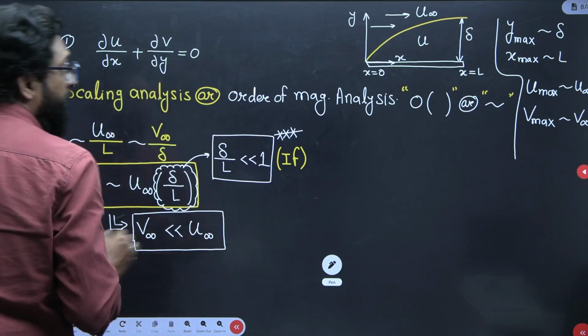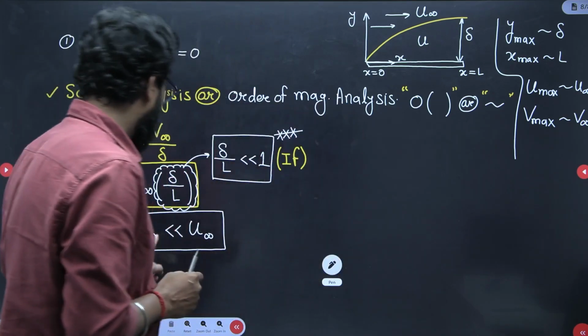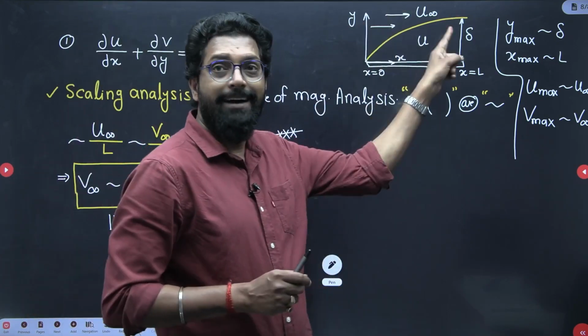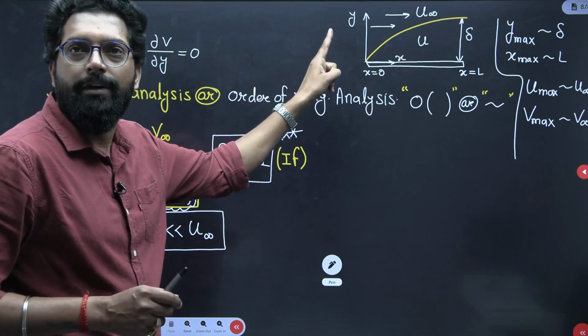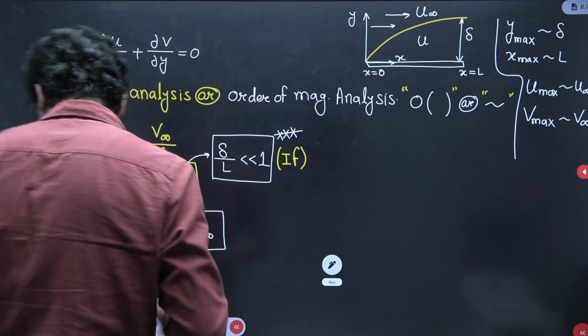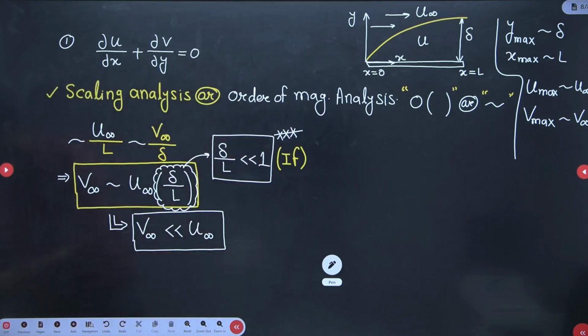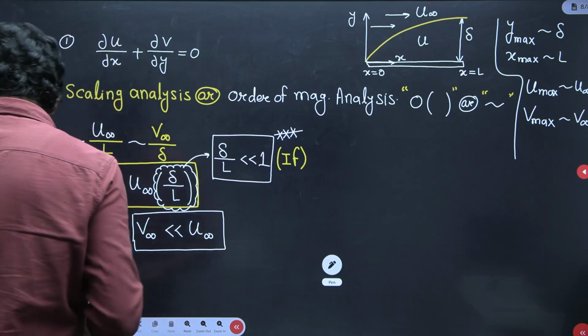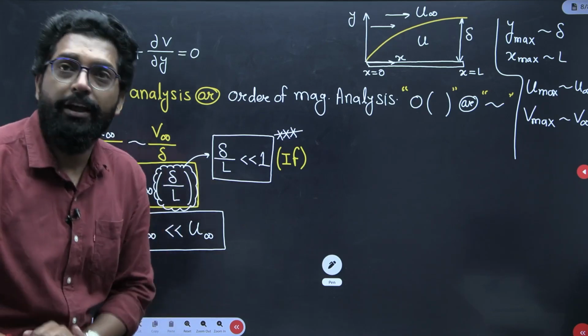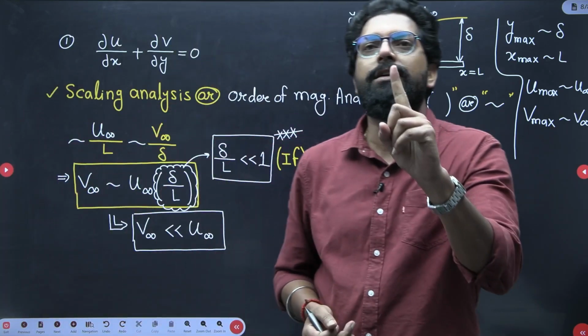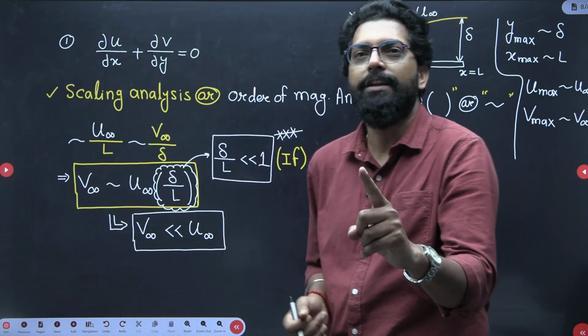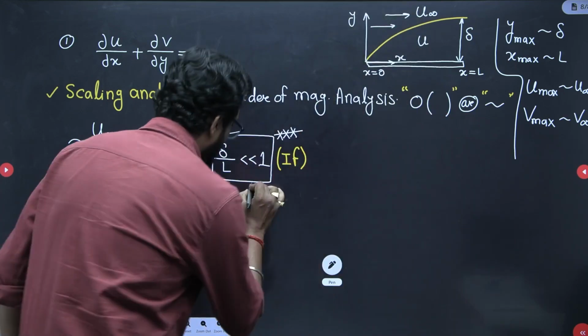That means in this component velocity is higher as compared to the transverse direction velocity. Okay. Now, if you analyze the boundary layer theory, someone asks you, what is the first assumption while you are analyzing the boundary layer theory?